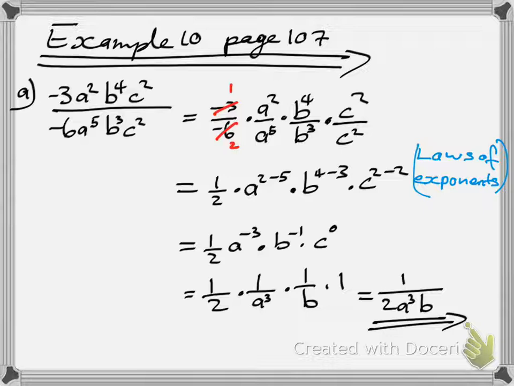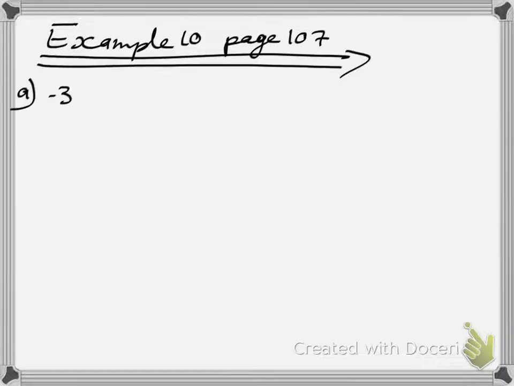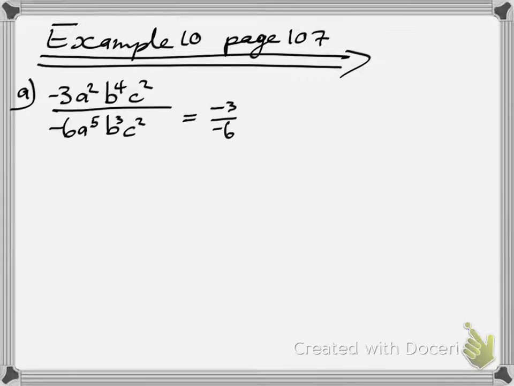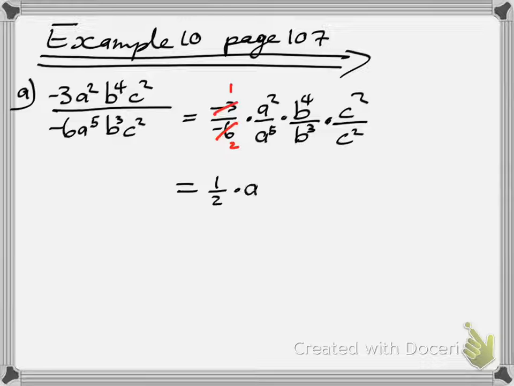Right, so you are given this example here. Let's go through it together. You were given example 10 on page 107. It says simplify. So here you were given these two monomials dividing each other. You separate them so that you understand what is going on. All like terms dividing each other. And then we do some division operation.